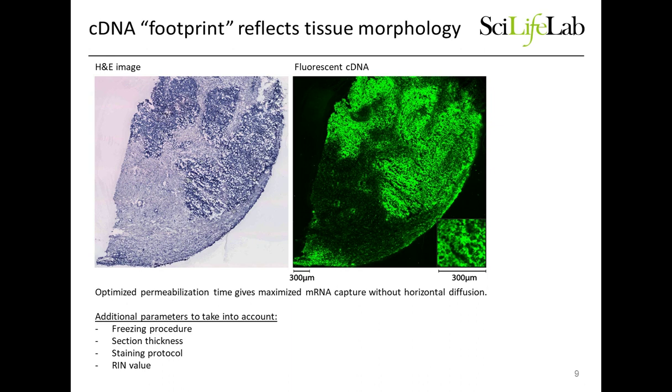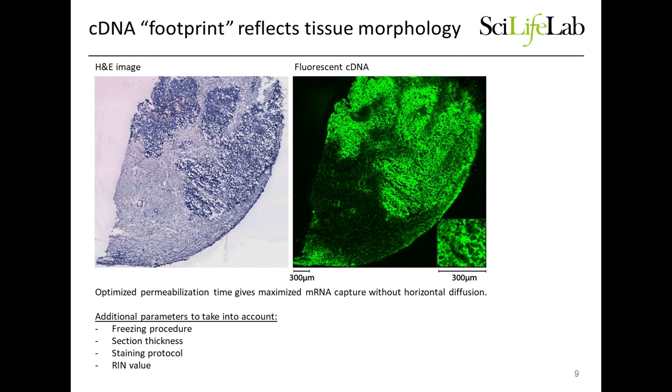The resulting fluorescence image is a cDNA footprint of the tissue, and we can see that it reflects the morphology very well, with a strong signal in cell dense areas. However, it's not only about cell density. Some tissue structures or cells tend to be more transcriptionally active.